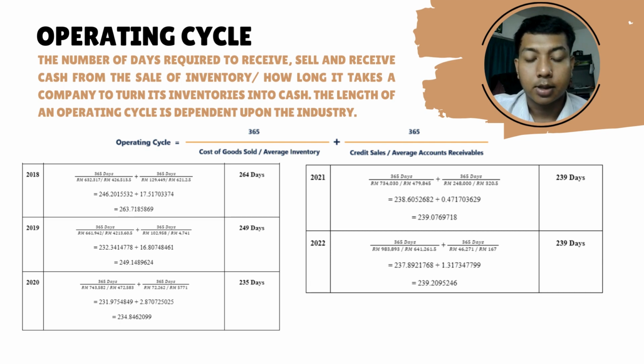For Dutch Lady, we calculate for the 5 years between 2018 and 2022. For 2018, the operating cycle is 264 days, and for 2019 it slightly decreased to 249 days, and 2020 is 235 days. For 2021 it is 239 days, and for 2022 it is 239 days.